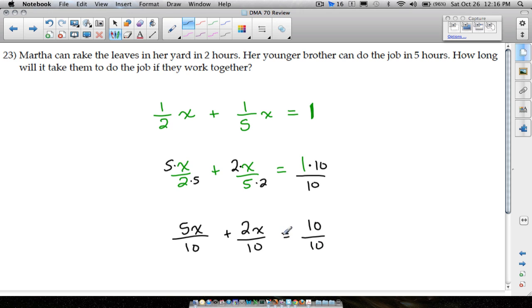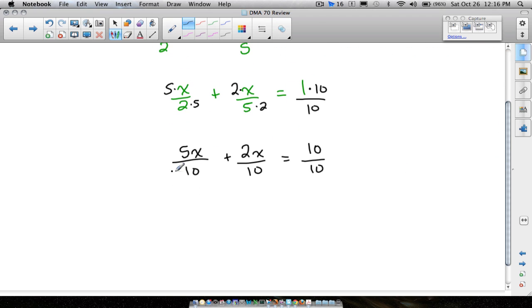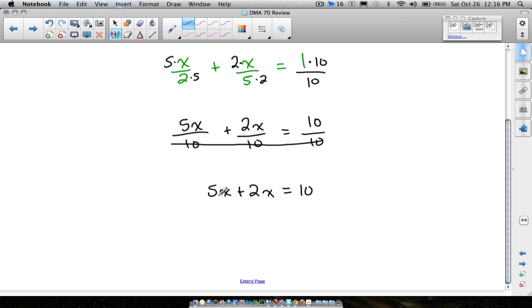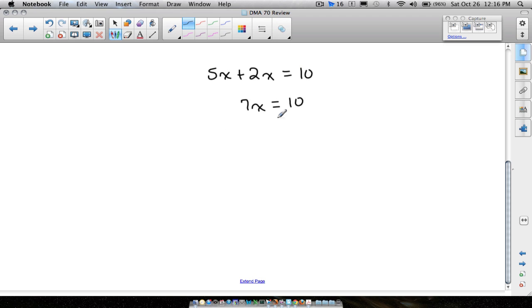That's the exact same expression. 10 over 10 is still 1 full job. 2/10 is still 1/5 of the job. 5/10 is still half of the job. And now solving this rational equation, the shortcut I told you, once you get common denominators when solving a rational equation, you can cross them out. So we have 5x plus 2x is equal to 10. And then from here, 5x plus 2x, that's 7x is equal to 10. Divide both sides by 7. So we get x is equal to 10/7.